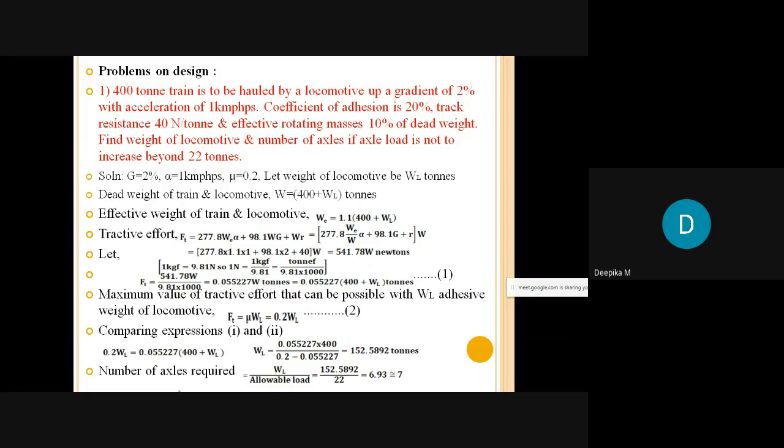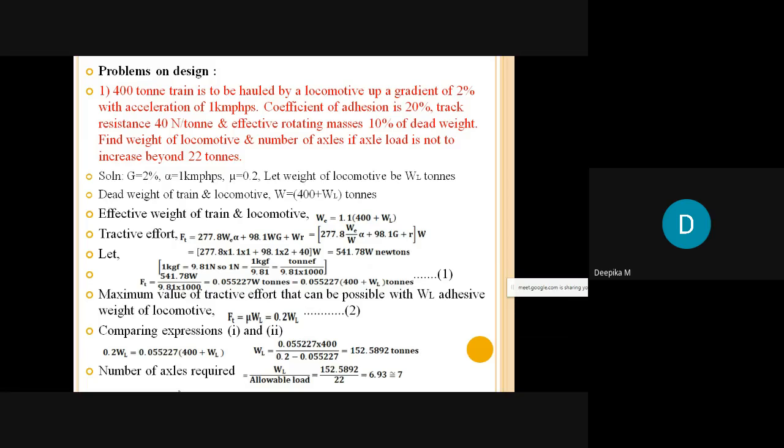Hence the overall load will be shared among the wheels or the axles. Hence, we have to write in this way, that is the weight of the locomotive divided by allowable load. So what is the weight of the locomotive, which is nothing but 152.5892 ton divided by allowable load. They have only specified in the problem, which is nothing but 22 tons. Hence, we will get the answer 6.93, which is nearly equal to 7.